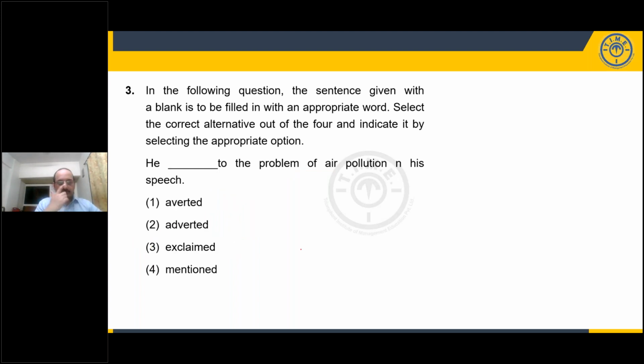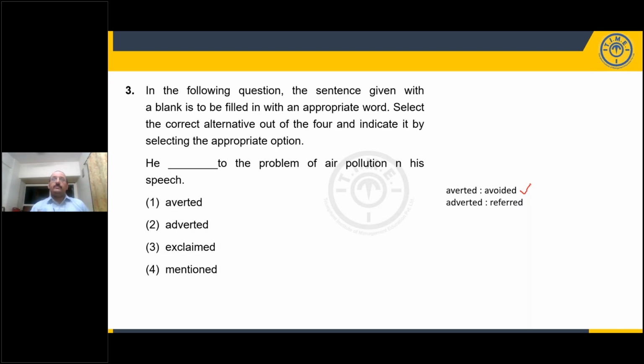All right. Now let's try the third question. He dashed to the problem of air pollution in his speech. So I've been given some options like averted, adverted, exclaimed, mentioned, etc. So let's take a look at their meanings, at least a couple of words. To avert is to avoid. For example, he averted the mention of his wife during his speech, or he avoided the mention of his wife during his speech. What's an advertisement? A kind of reference to your product. So to advert something is to refer to it.